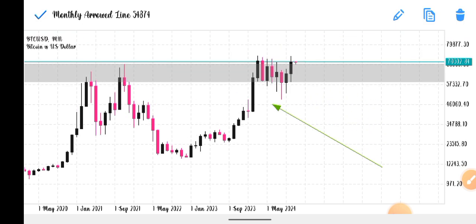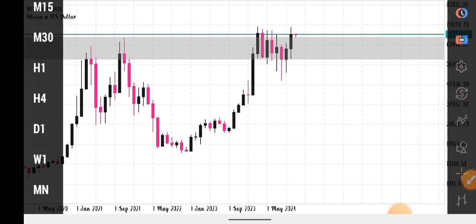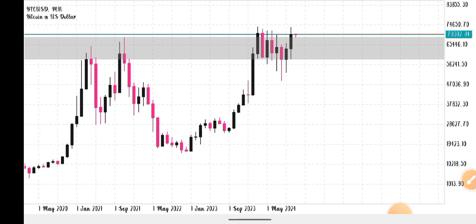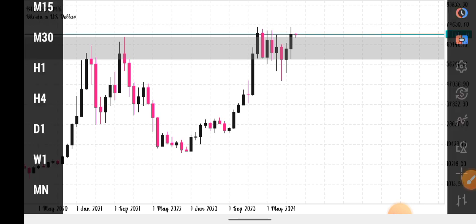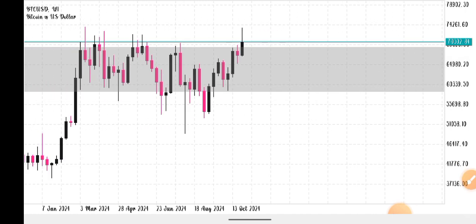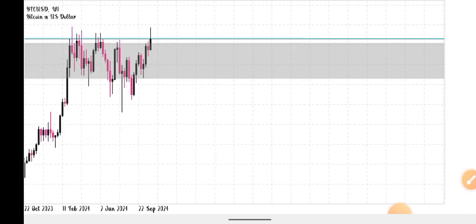So now on the weekly time frame, we have to keep going lower to know what we're going to do next with what we have on our charts in terms of technical analysis. So on the weekly time frame, this is what we have on the weekly time frame.